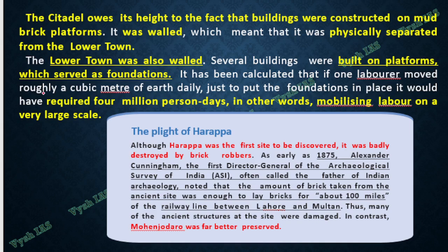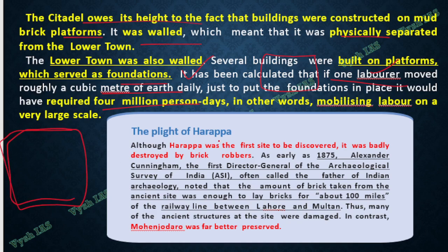So at a height, on a mud or brick platform, the citadel will be there. It is walled and physically separated from the lower town. The lower town is also walled and built on small platforms with great foundations. That means they had good housing, and it's considered one labor moved around 1 cubic meter of earth daily, so to build what we see there, at least 4 million person days of work was needed. That much work was done to build such an excellent right-angled, well-planned city.